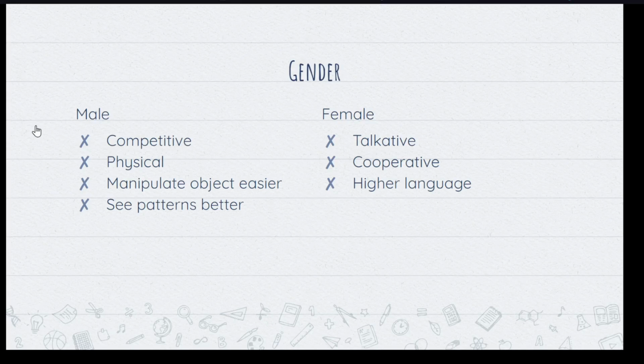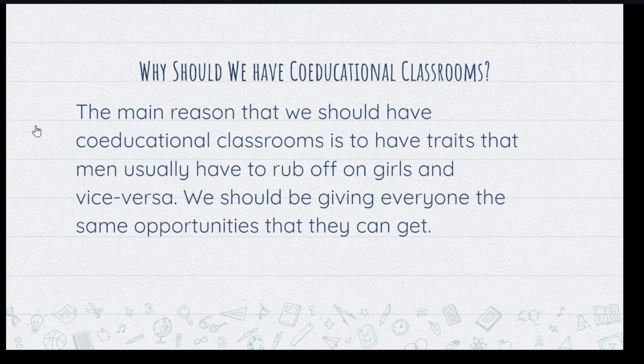So, what makes a male and a female different in a typical sense? Males are more competitive and physical, manipulate objects, and perceive patterns easier, whereas females are more talkative and cooperative but have a higher language sense. This of course does not mean that we should treat them differently. That's what equity is about, giving people equal opportunities to resources.